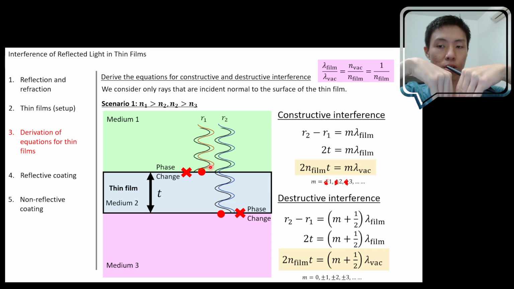Okay, so if you shine red light and blue light simultaneously on the thin film, you only see the reflection of the red light. You will not see the reflection of the blue light, because the red light will interfere constructively for their reflection, but the blue light will interfere destructively for their reflection. Okay, so that's the idea over here.